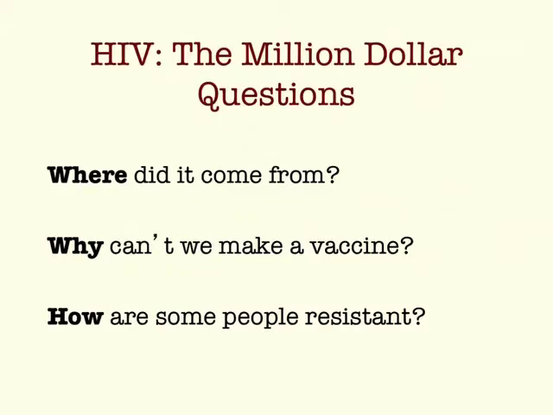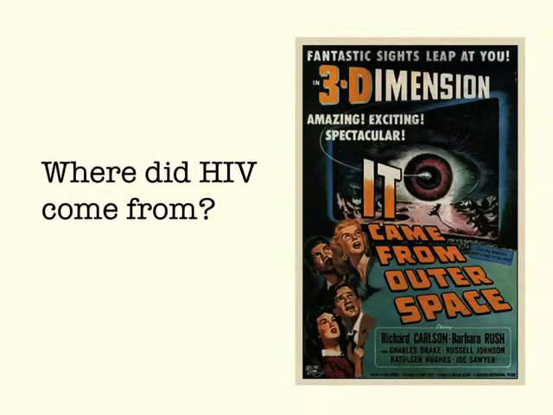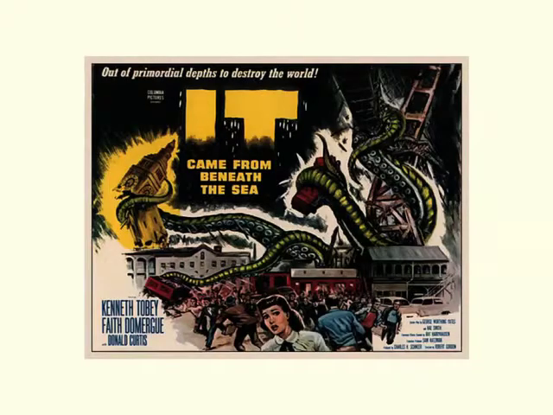So if you're thinking about HIV, what are the million-dollar questions? We've got the where, why, how. Where did it come from? Why can't we make a vaccine? And how come some people are resistant and some people are not? In terms of where HIV came from, this was a big mystery. There was a mysterious virus and it seemed to come out of nowhere. And so it came from outer space was as good a theory as any at one point, or from beneath the sea.